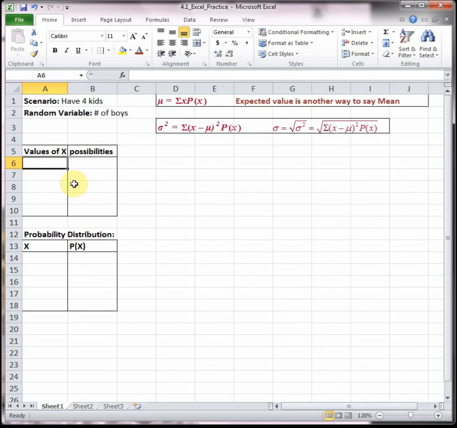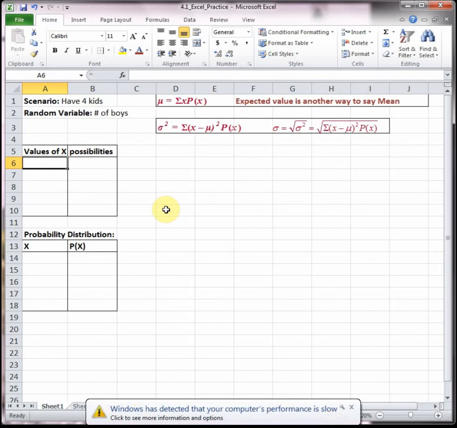In this video, we're going to look at how we create probability distributions, along with finding the mean and standard deviation of a probability distribution. For this scenario, we're going to pretend that we're having 4 kids, and our random variable is going to be looking at the number of ways that we can have a boy.